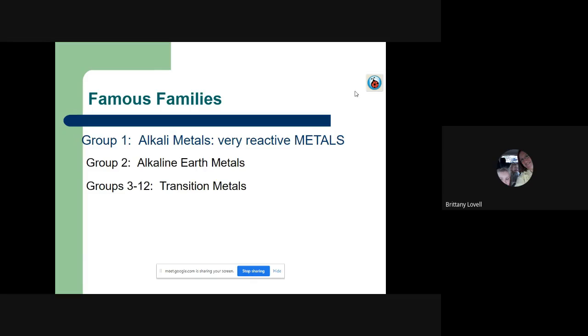This one right here, group 2, these are your alkaline earth metals. Still very reactive, but they can sit in there on my cabinet and be okay. You know, you could have magnesium metal set out and it would be okay. Over here, groups 3 through 12, so the middle step right there, those are your transition elements.